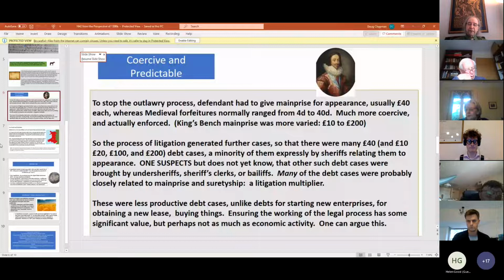So this was a much more coercive regime in terms of getting people to appear. And with that much money riding on his appearance, many fewer people actually defaulted. King's Bench was quite different, of course, because of the Bill of Middlesex. With the Bill of Middlesex, the opening real piece of process is the arrest and finding the mainprize.